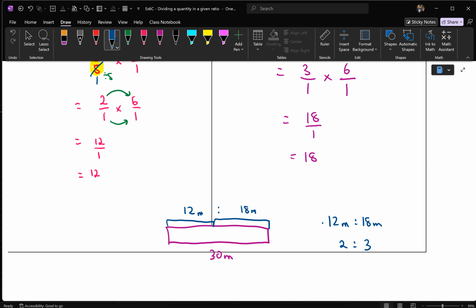And you can do that by simplifying it. You see what's a common factor between 12 and 18? Hopefully you realize it's a factor of 6. So if I divide both by 6, you can see it's a 2 to 3 ratio. So I've successfully divided 30 meters in a ratio of 2 to 3. Okay? So the answer is 12 meters for that group and then 18 meters for that group.